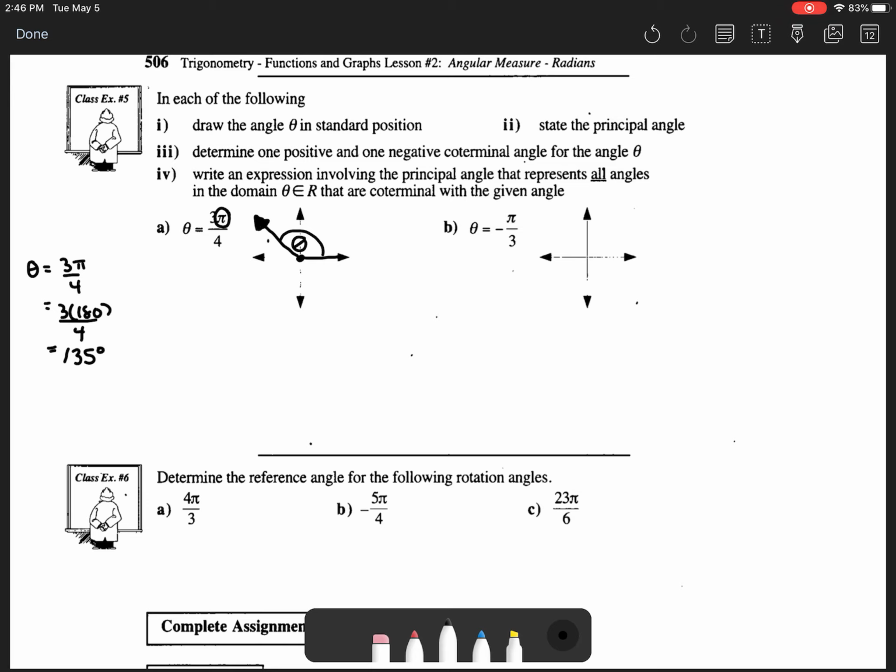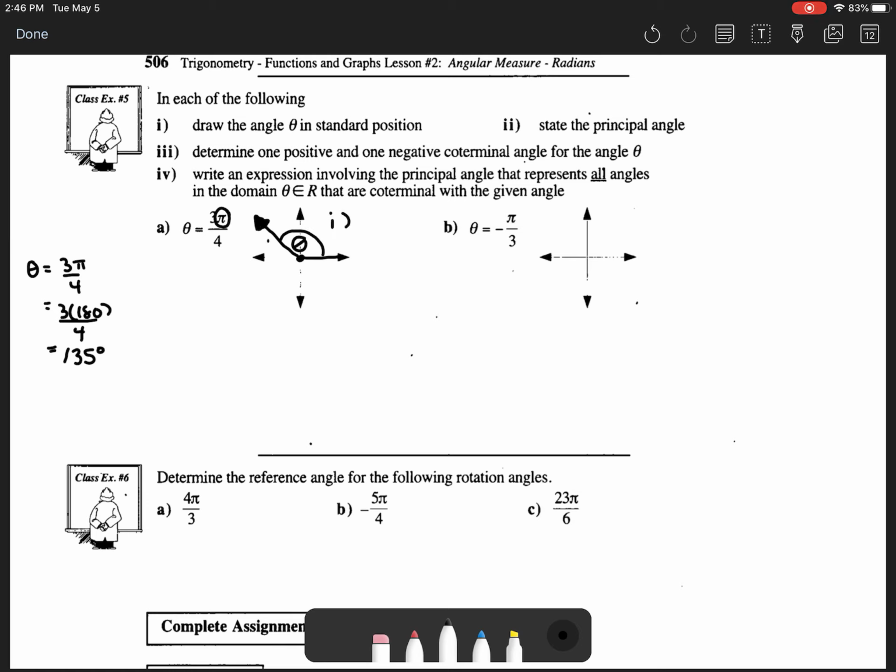That was point 1. Point 2 is state the principal angle. Remember, the principal angle is the smallest positive coterminal angle. I'm not going to be able to get a smaller positive angle with the terminal arm in the same position, because to get coterminal angles, I'm either going to add or subtract 360 degrees if I'm in degree measure, but today I'm in radian measure, so I would add or subtract 2 pi. If I add 2 pi, which is 1 full rotation, I get a massive angle, bigger than what I'm dealing with. If I subtract 2 pi, which is subtracting a full rotation, my angle will be negative.